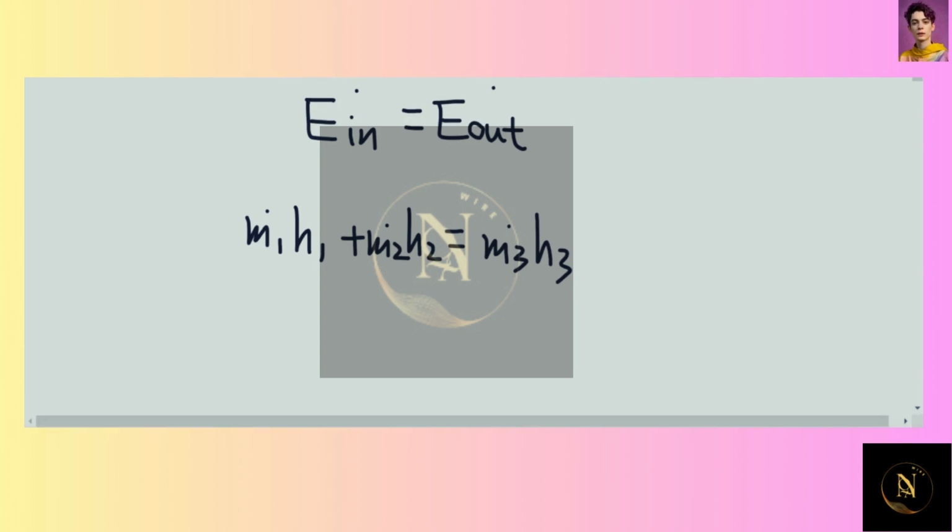First, we can set out the energy balance equation. We have E dot in is equal to E dot out. If we expand it, we have M dot 1 H1 plus M dot 2 H2 is equal to M dot 3 H3. M dot 1 here is the mass flow rate for the first ideal gas, and H1 is the enthalpy for the ideal gas.